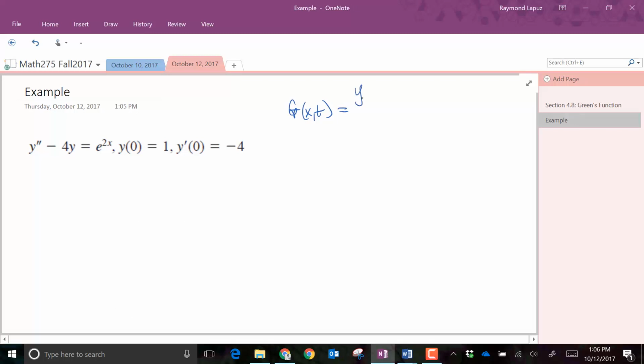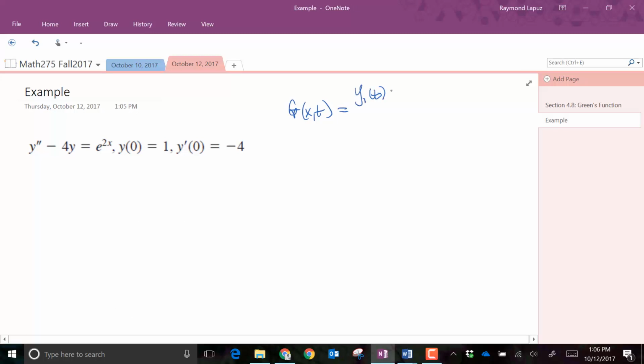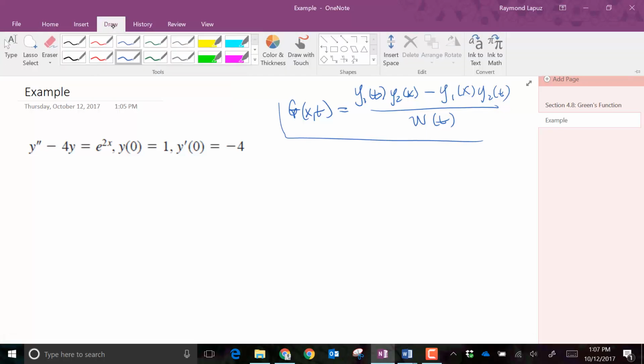So what is it again? y1 has a t, y2 has an x, and then there's a minus sign. Order matters, so they switch. y1 now has an x, y2 has a t, and then the Wronskian is a function of t. So we need a handful of things here. Looks like we're going to need the y1, the y2, and the Wronskian. So let's try to find that.